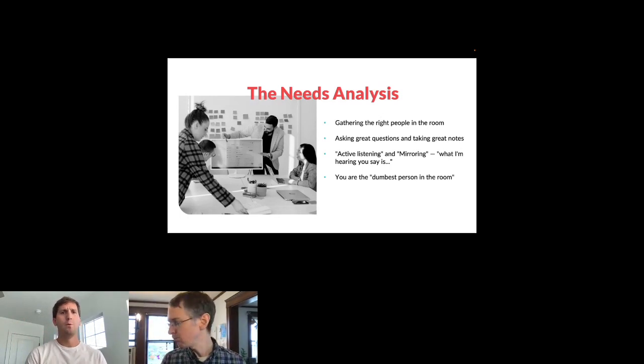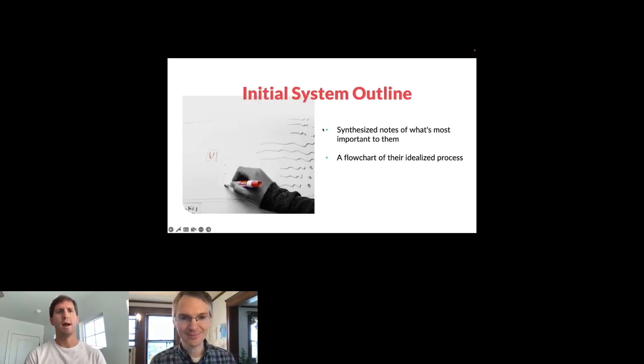So we get to a point where we essentially codify those notes into a document. And this document, we call it the initial system outline. And it's comprised of two different things. It is synthesized notes of what's most important to them. And then it is a flow chart of their idealized process, right? Like what they want to see happen.